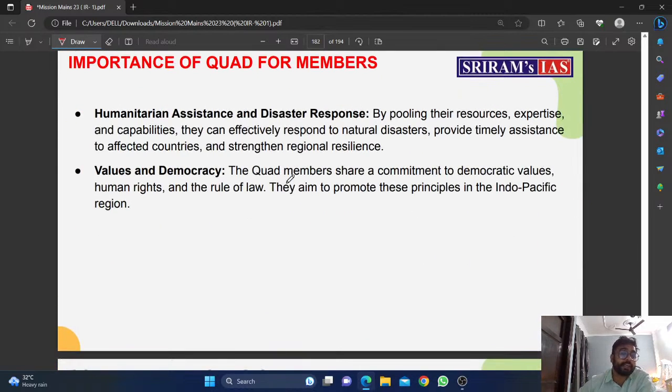Then humanitarian assistance and disaster response. All four countries are pooling their resources, their expertise and capabilities to give humanitarian assistance for all the disasters happening in this region. Which region? Indian Ocean region plus Indo-Pacific region.